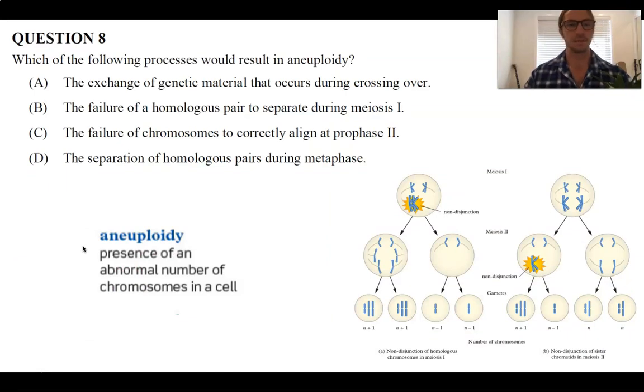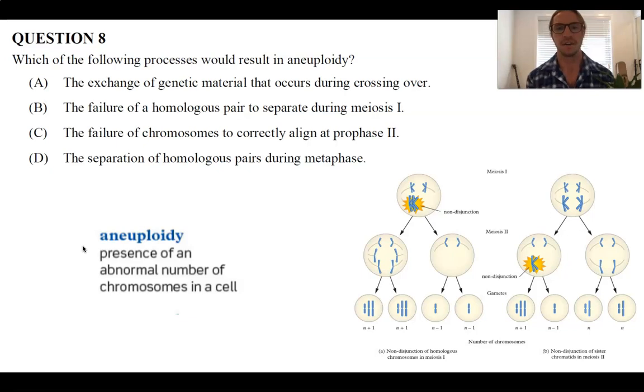So, with that being said, let's look into some questions together. Here's a multiple choice question taken from, again, QCAA, and I've put a definition here and an image from the textbook to help you answer this question. The question is, which of the following processes would result in aneuploidy? So pause the video here and we will go through it in a moment.